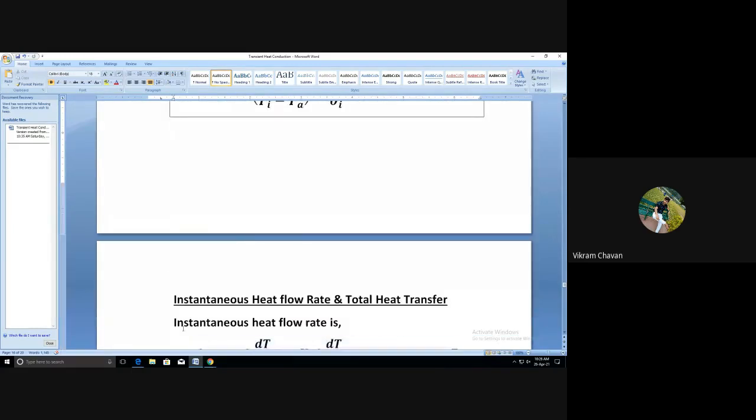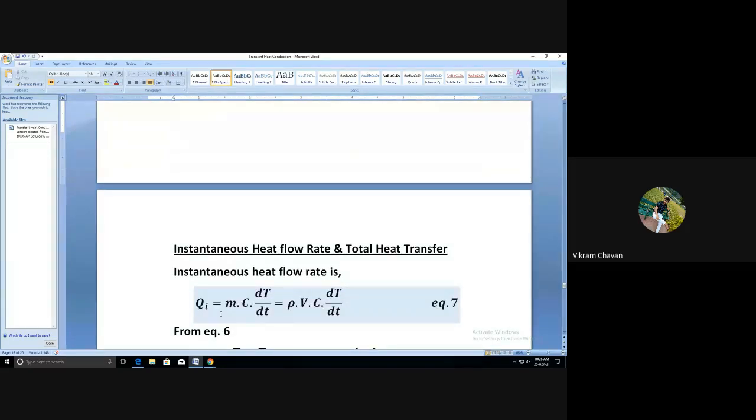So next heading, write down instantaneous heat flow rate and total heat transfer. So instantaneous means what? Instantaneous means at that particular time period, or if you say that I have exposed the body to the surrounding at a zero time interval, and after 10 seconds, how much heat will be transferred? At that 10th second, how much heat will be transferred? So that heat transfer will be considered as the instantaneous heat transfer.